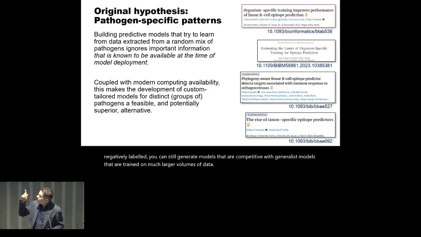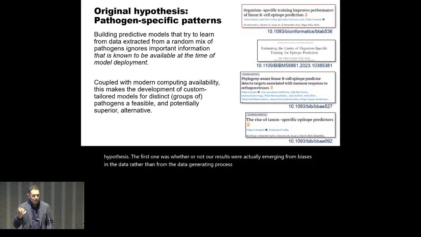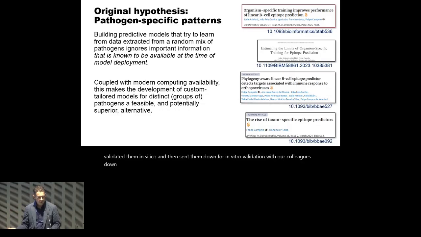And then last year, we published something that actually started a couple of years back to try and test two different hypotheses. The first one was whether or not our results were actually emerging from biases in the data rather than from the data generating process itself. So we generated predictors, validated them in silico, and then sent them down for in vitro validation with our colleagues down at UFMG in Brazil.